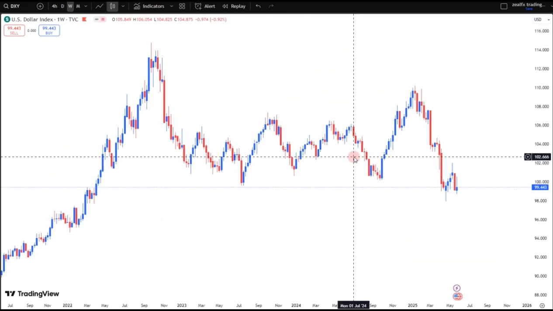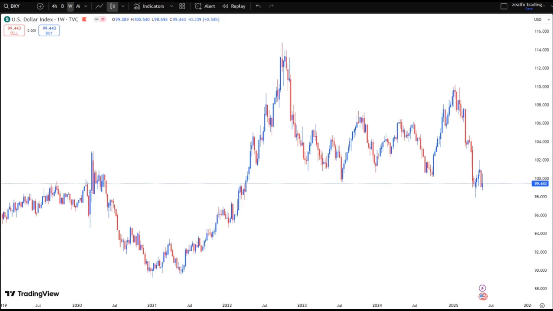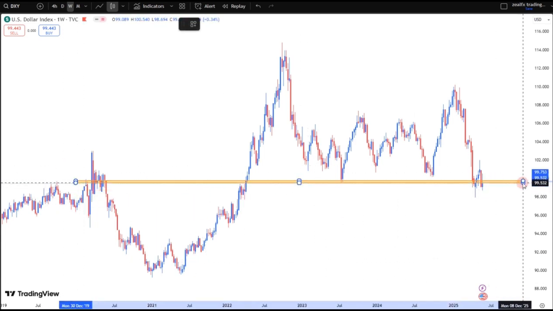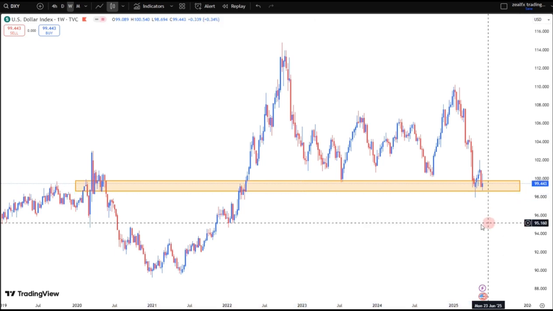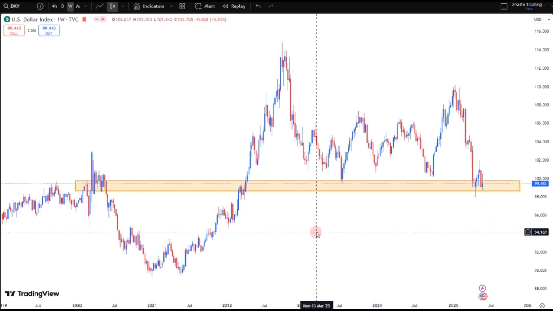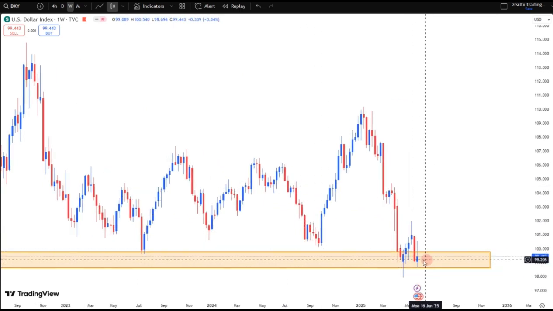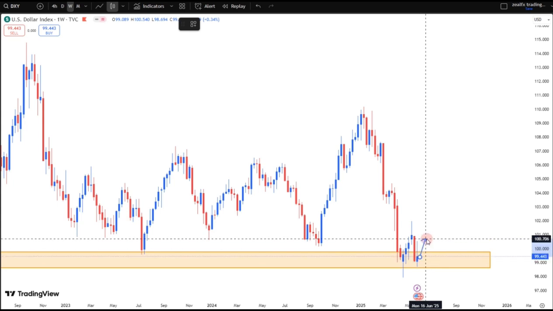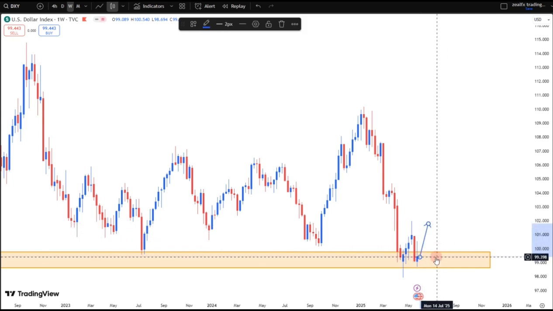On my weekly time frame, you can see that price is currently on a support level. We have price at this support level. So long as we have price at this support level, this indicates a price reversal for the DXY. So long as we have price on this support level, we expect price to continue to push higher. We expect price to move to this next resistance level.